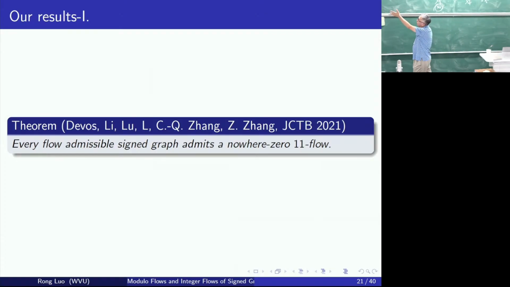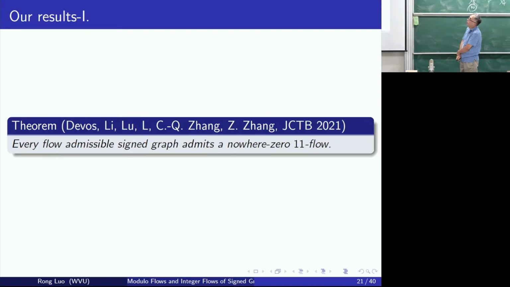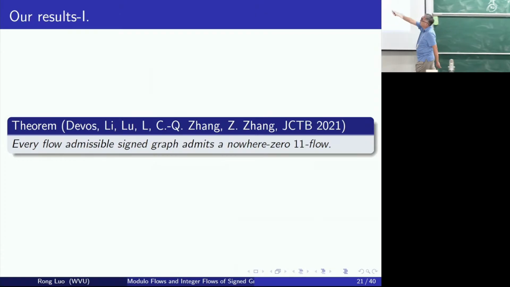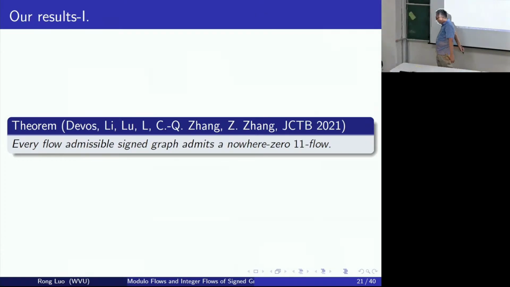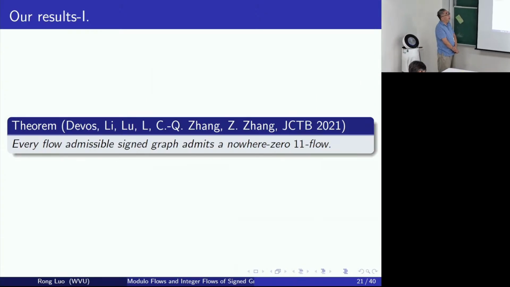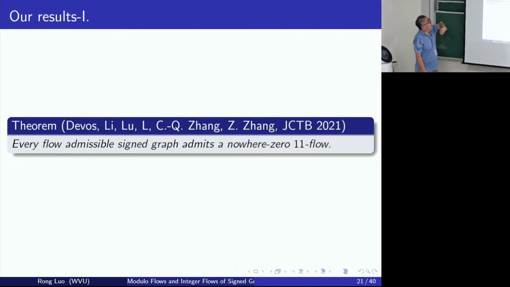The result we want to prove here is that every flow admissible signed graph admits a nowhere-zero 11 flow. As I mentioned, DeVos just posted a paper which claims that he proved that every flow admissible signed graph admits a nowhere-zero 12 flow. I'll mention that a bit later.